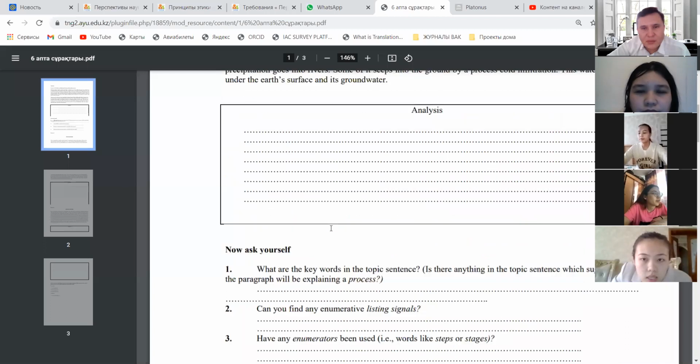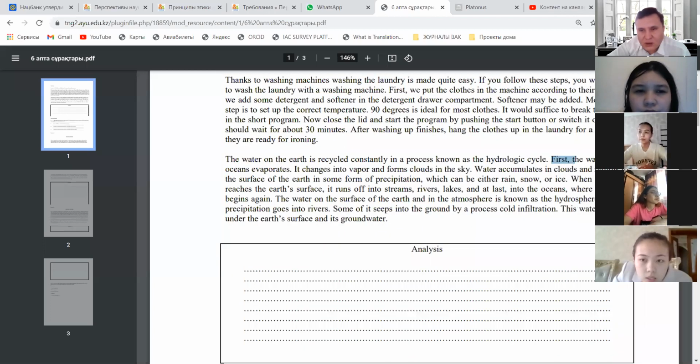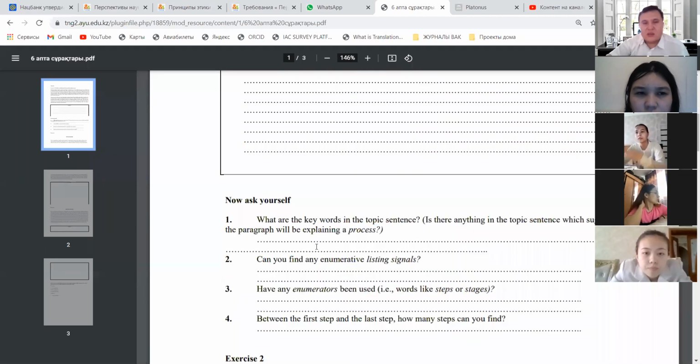Okay. I think first, the water in the ocean changed into vapor. Water comes into... returns to the surface. When the water reaches the earth, okay. The water on the surface, okay, not all precipitation goes into the river. Some. Okay, thanks a lot.